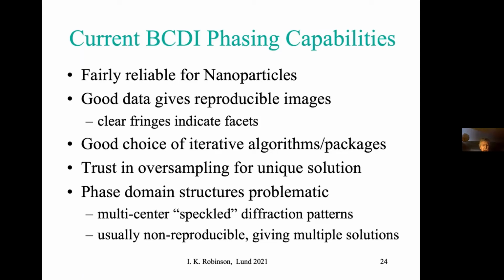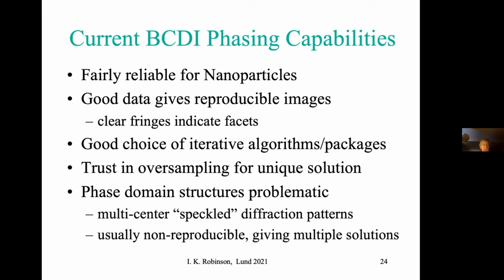And so when you go from nanocrystals to phase domain structures, you go from these clear single center fringe diffraction patterns to speckle patterns. And the speckle patterns are still a big problem. They result in non-reproducible solutions. Every time you run it with different random numbers, you get a different solution, often similar. You can often even say that we're seeing the same thing over and over again, but not identical.